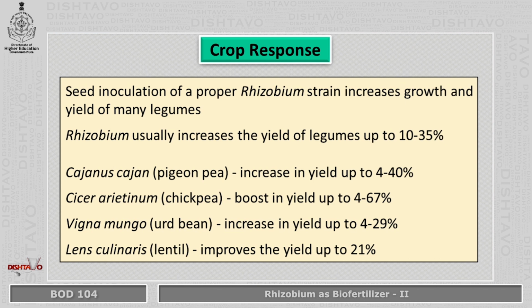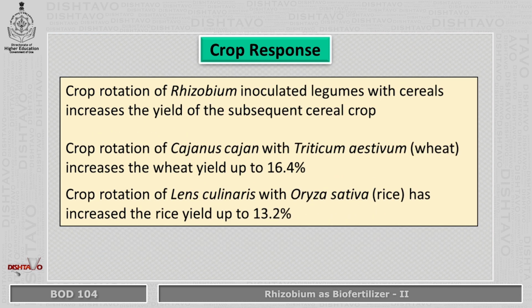Crop response. Seed inoculation of a proper Rhizobium strain increases growth and yield of many legumes. Rhizobium usually increases the yield of legumes up to 10 to 35%. In Cajanus cajan, it increases yield up to 4 to 40%. In Sesbania, it boosts yield up to 4 to 67%. In Vigna mungo, it increases the yield up to 4 to 29%. And in Lens culinaris, it improves the yield up to 21%.